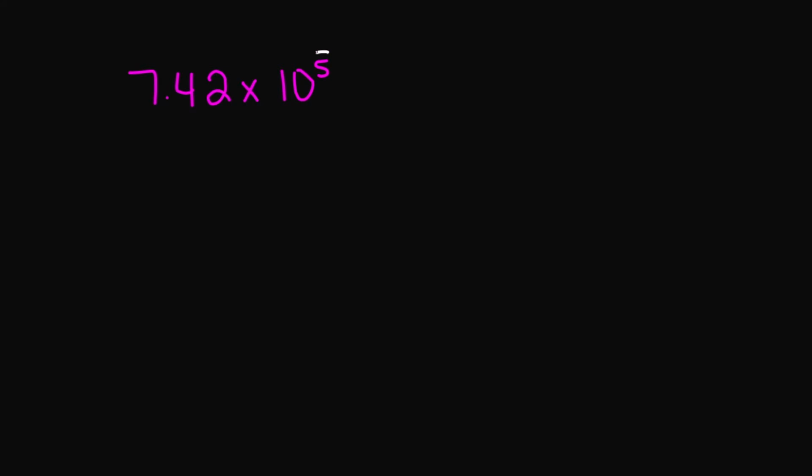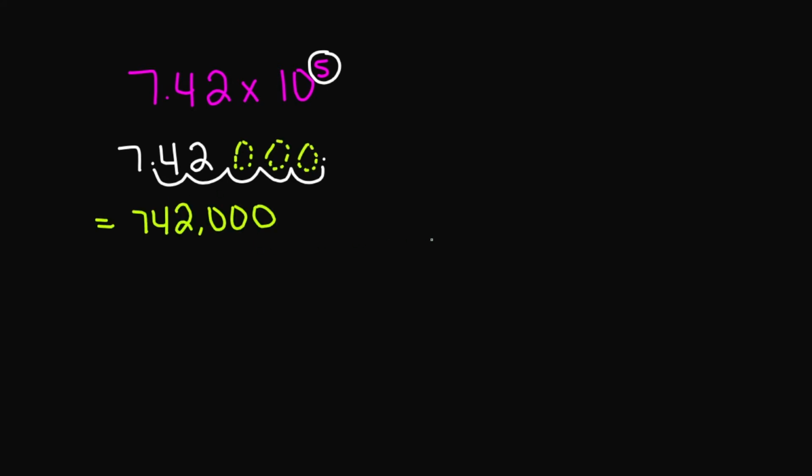So let's look at this example here, 7.42 times 10 to the fifth power. So I do have my 5 here, a positive exponent. So I know I need to move my decimal 5 places to the right. 1, 2, 3, 4, 5. It puts us right here. So now I'm going to fill in my gaps here with zeros. This is a 0 here. This is a 0, and this is a 0. So your answer here is going to be 742,000.